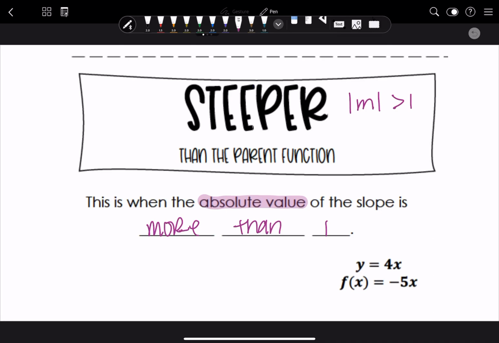All right. Now, let's look at these right here. This one, y equals 4x, it's only got one transformation to it. And you can say that it's steeper, and it's by a factor of 4.